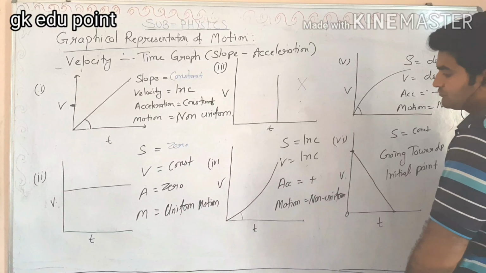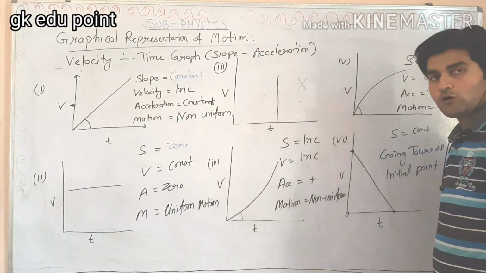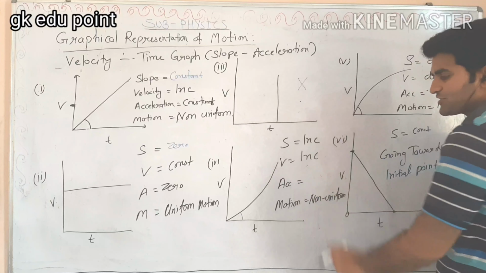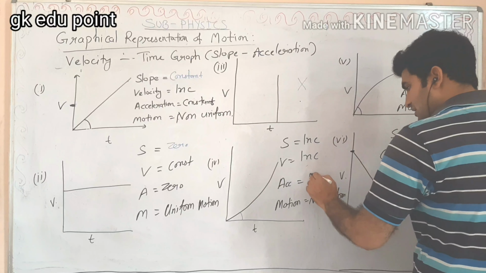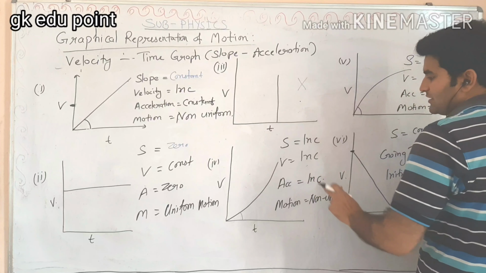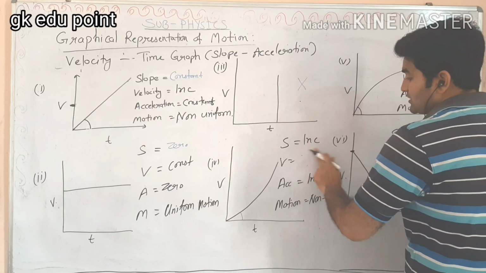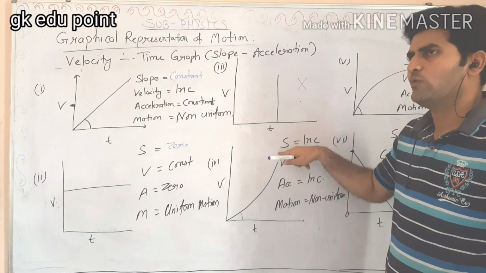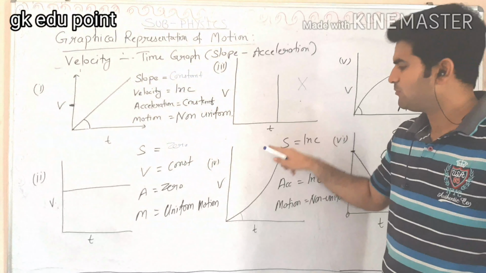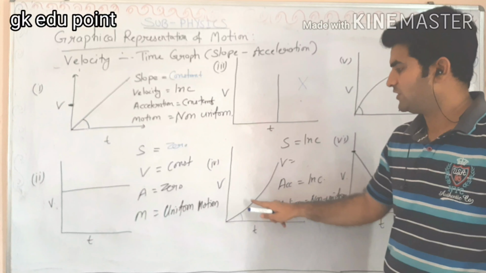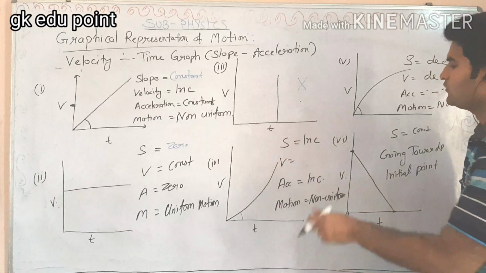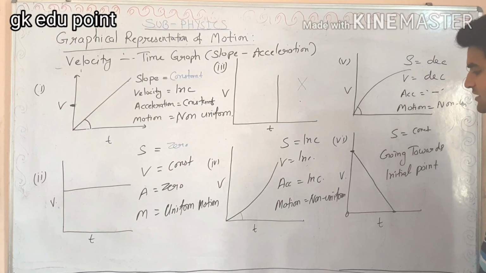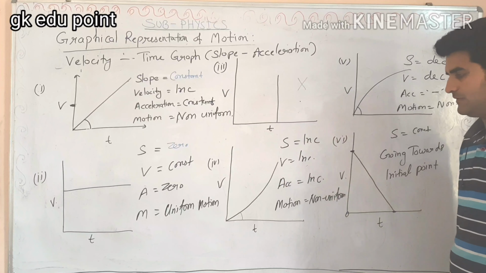Graph number 4. In graph number 4, the slope is increasing. So what about the acceleration here? Acceleration is also increasing. So what about the velocity? Velocity is changing now, but not at a constant rate. Velocity is non-uniform here; it is increasing. Motion will be non-uniform here, definitely.